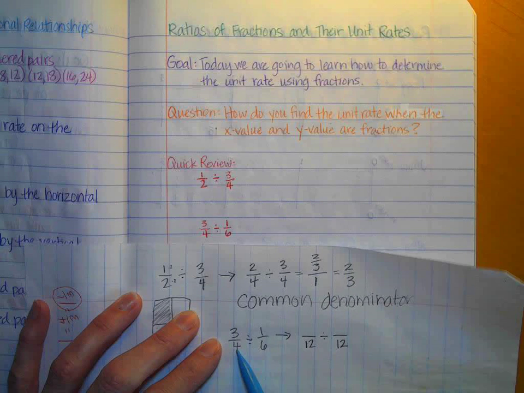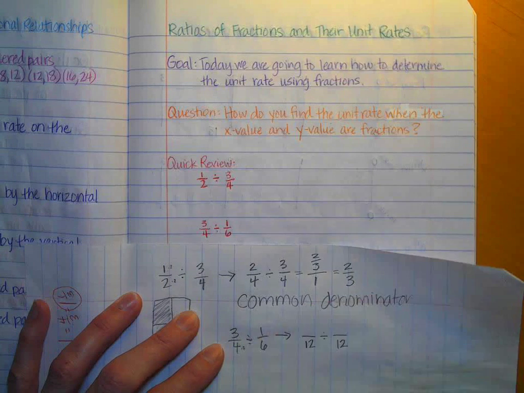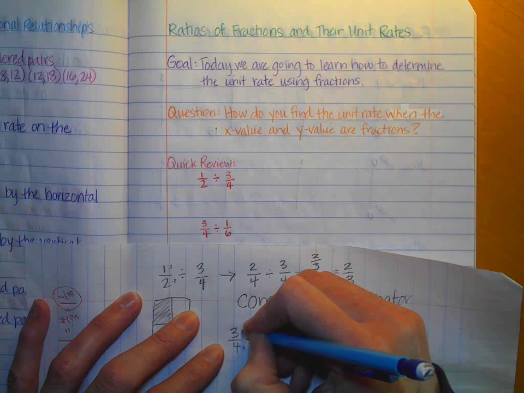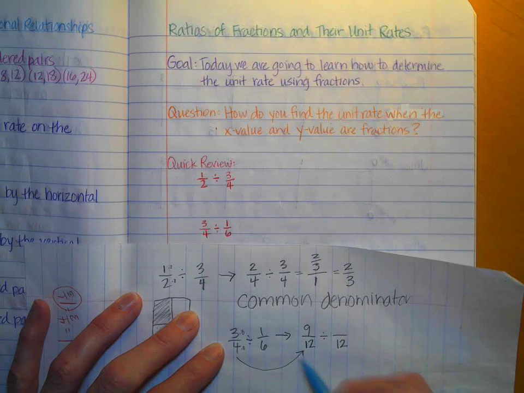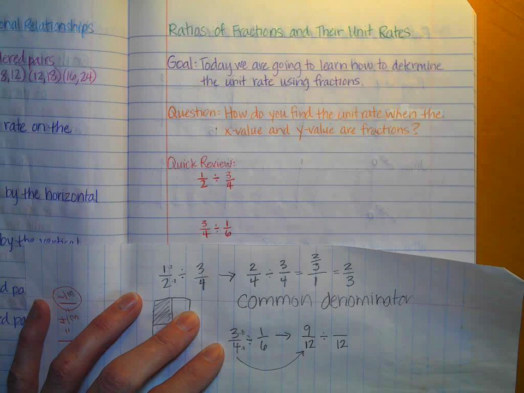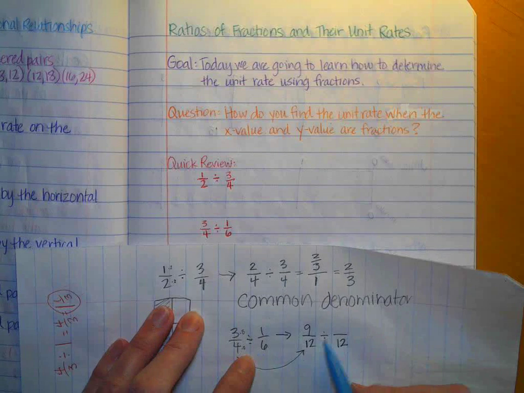So now we have to ask ourselves, how did we get from 4 to 12? Well, to get from 4 to 12, we multiplied by 3. What you do to one side, you have to do the other. What is 3 times 3? 9. So this fraction now becomes 9/12. They are equivalent. Does everybody see it? Okay, so now let's do the same with this guy right here.